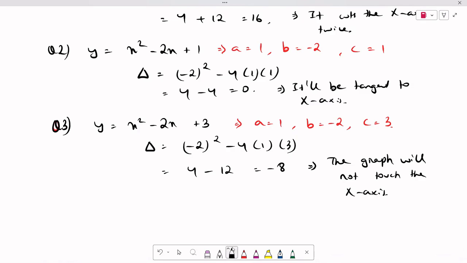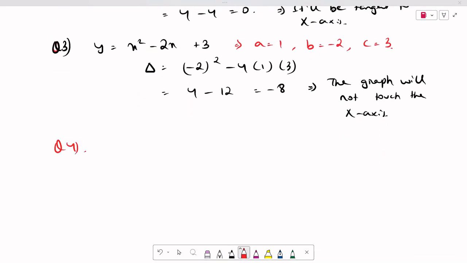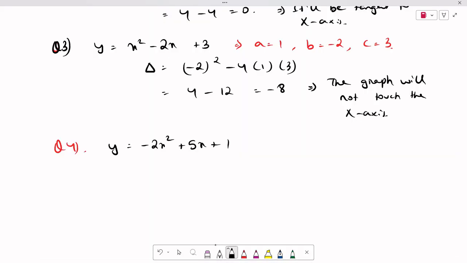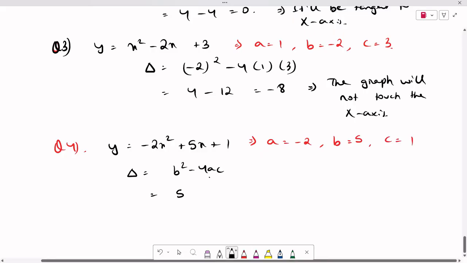Let us move on to question number 4. The function is y = -2x² + 5x + 1, and I need to comment on the discriminant. Over here, I can clearly see that a is -2, b is 5, and c is 1. So the discriminant is 5² - 4 times (-2) times 1. That gives me 25 + 8, which equals 33.